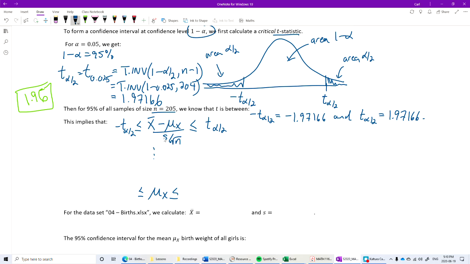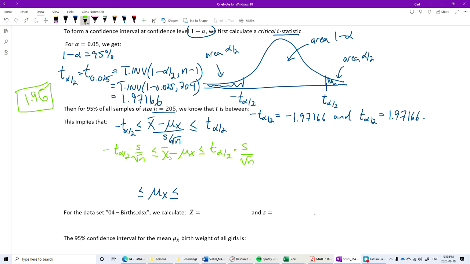So what should we do first then? What you would do is multiply everything through by s over square root of n. So we would get negative t alpha over 2 s over square root of n less than or equal to x bar minus mu x, less than or equal to t alpha over 2 s over square root of n.